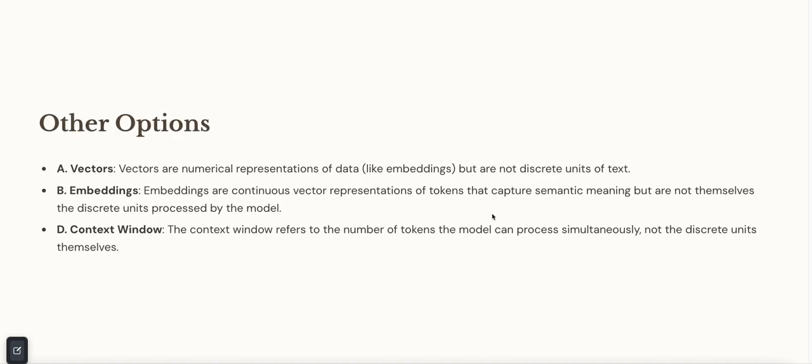The other options, vectors, are numerical representations of data like embeddings, but are not discrete units of text. Embeddings are continuous vector representations of tokens that capture semantic meanings, but are not themselves discrete units. So the key word being discrete units. And D, the context window, refers to the number of tokens that the model can process simultaneously. You should know all three of these other options, vectors, embeddings, and context windows, for the exam, but also you need to know, obviously, what tokens are.